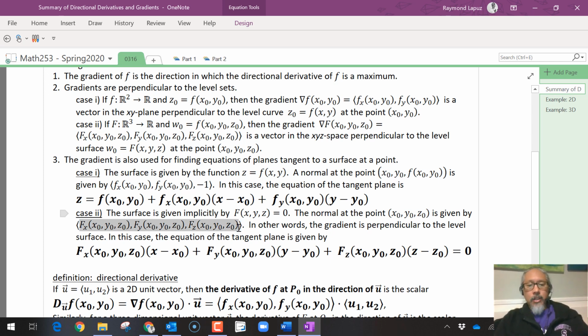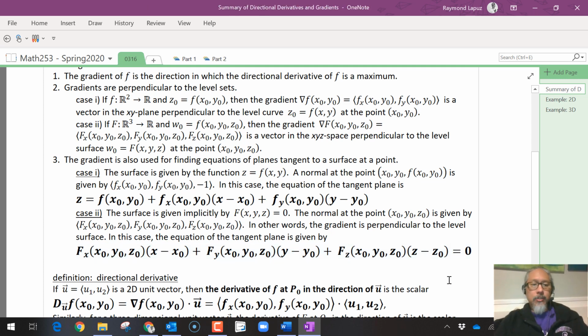So the gradient is perpendicular to a level surface, and you can think about your implicit function as a level surface, and so you can look at the partial derivatives as a gradient. And so you can rewrite your tangent plane as the derivative with respect to x times x minus x naught, plus the derivative with respect to y times y minus y naught, and then the derivative with respect to z times z minus z naught, equal to 0.